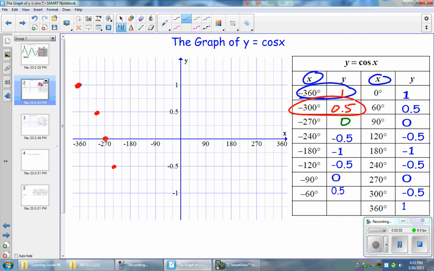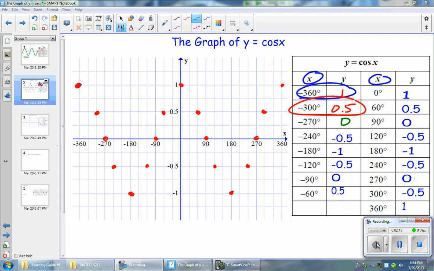Okay, so I'm going to pause this podcast for a few seconds just so I can plot the rest of the points. All right, so I went ahead and plotted the rest of my table of values here. And so the last step is, of course, to connect all those points.